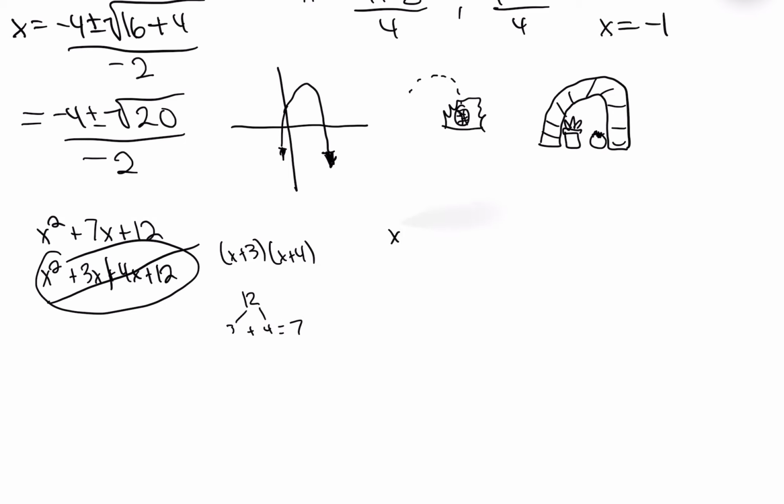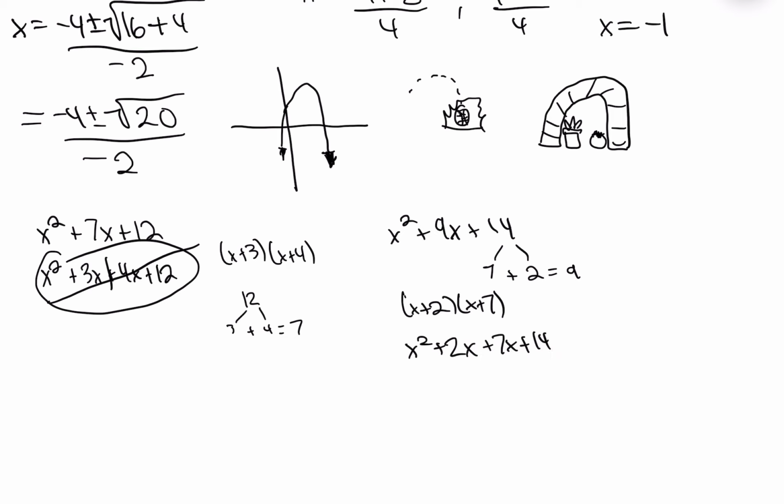So another example of this, let's say we have x squared plus 9x plus 14. We see that 14 is made up of 7 times 2, and 7 plus 2 is equal to 9. We know that our factors are x plus 2 and x plus 7. And if we multiply this out, we get x squared plus 2x plus 7x plus 14. What? Where have I seen this equation before? All right, there you are. I thought it was looking familiar.